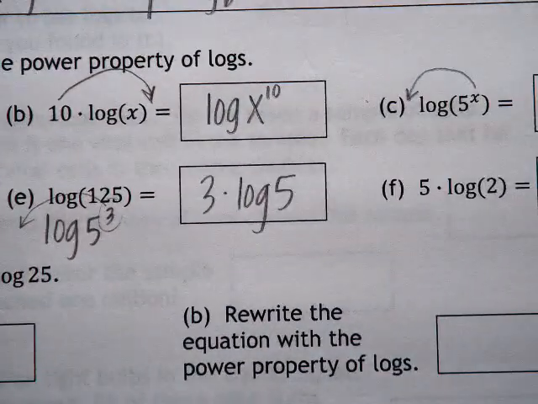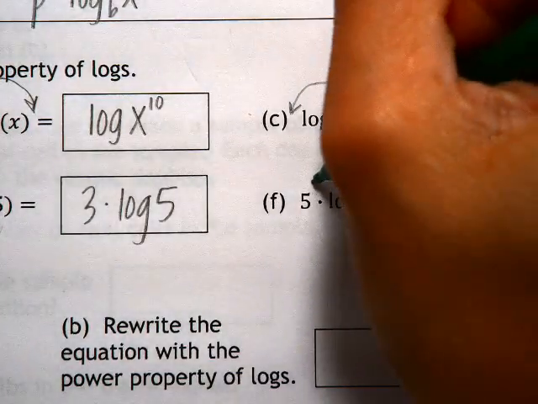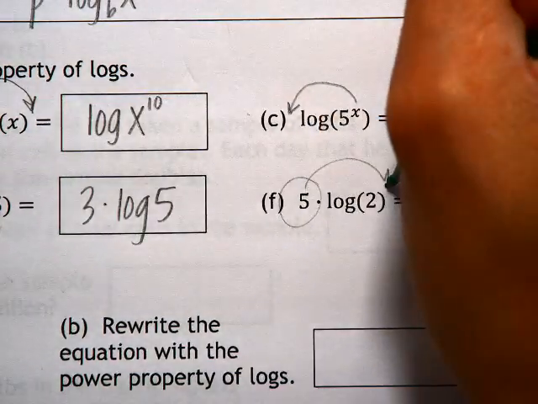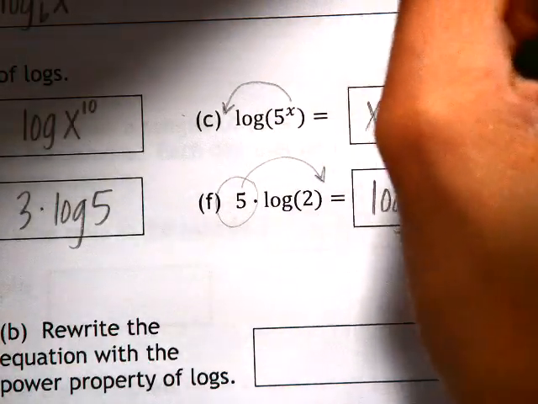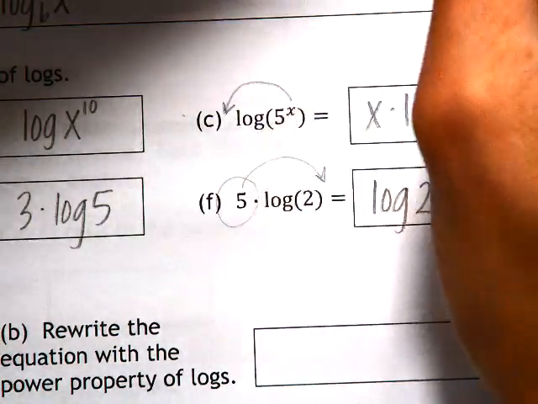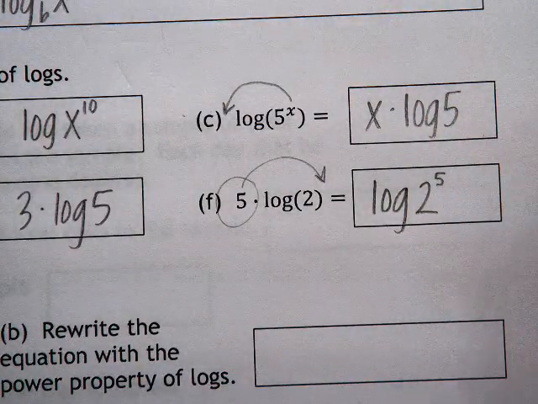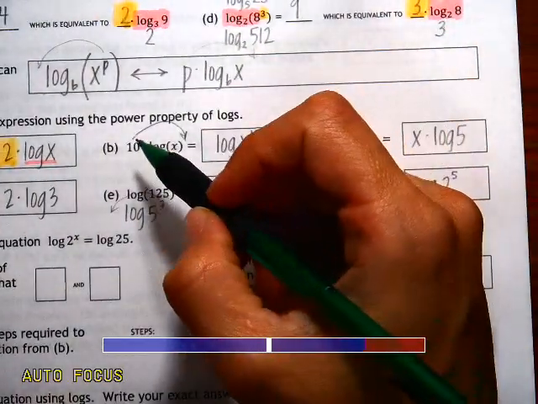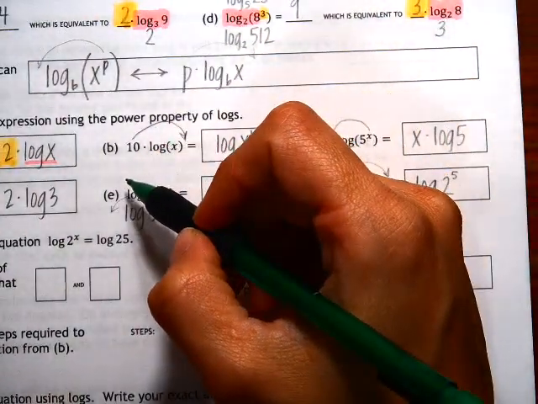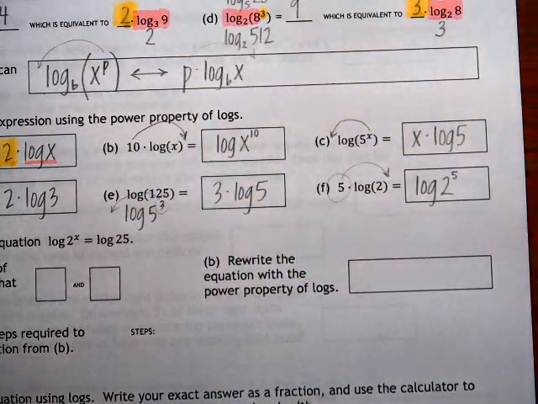In the last example, we'll see it's kind of gone the opposite. We have a number in front, which means it can move up and become a power. So I have log of 2, and then if I bring the 5 up as a power, it's now a power of 5. So let's just get used to that idea of movability. The idea that we can move a power down to the front of a problem, or we can move a number from the front of the problem up to become a power.